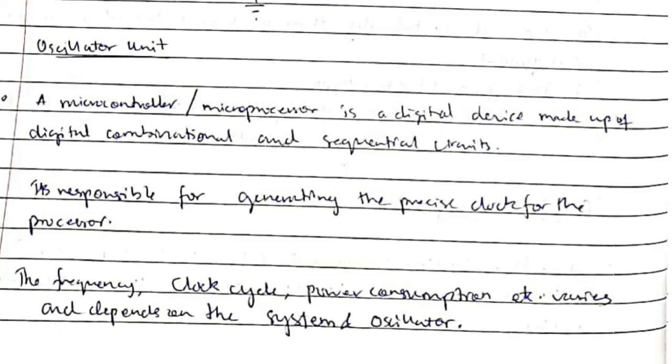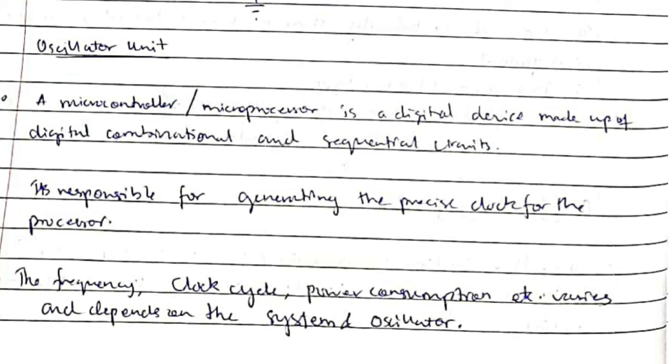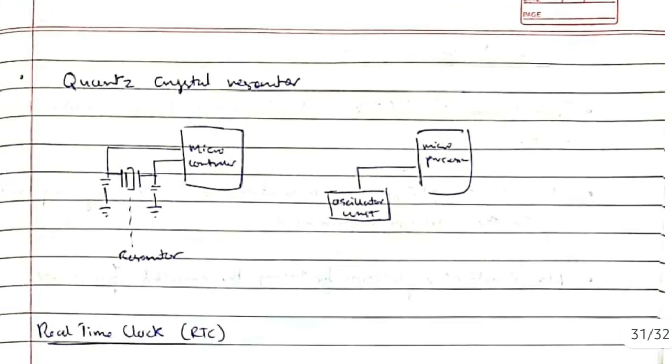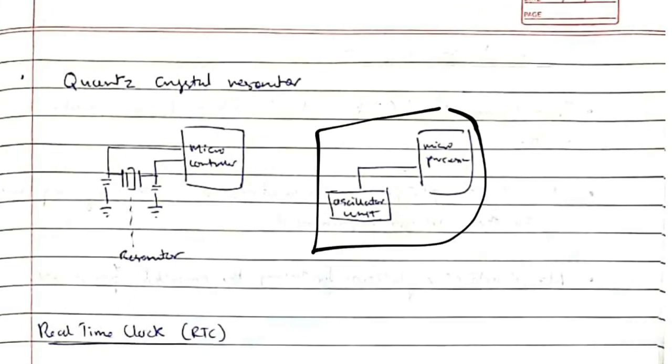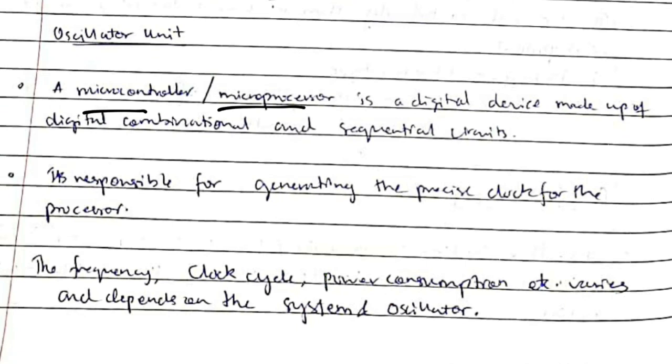As we discussed before, there are clocks in the computer which generate clock pulses at specific intervals of time. Those are made up of oscillator units. There are two types: the first one is quartz and the second one is the normal oscillator unit. This gives a more precise value of time, and both are used in microcontrollers and microprocessors for digital combinational and sequential circuits.